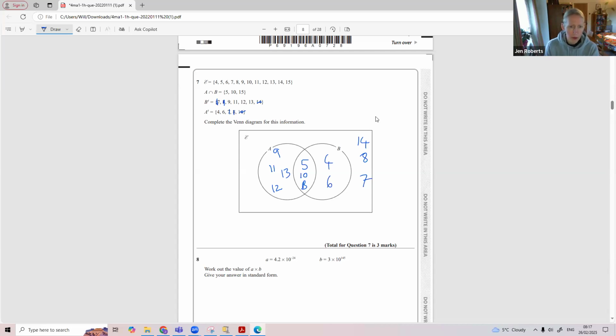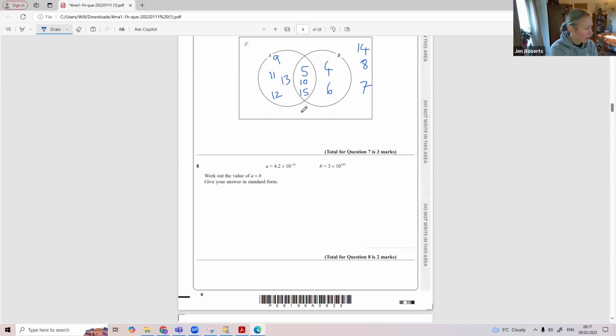Oh no, is it? Have we got all the numbers here now? 4, 5, 6, 7, 8, 9, 10. Did I put B there? No, that is 15. It just looks like a B. 11, 12, 13, 14, 15. Oh, we got 15. Yes, we got 15 there.